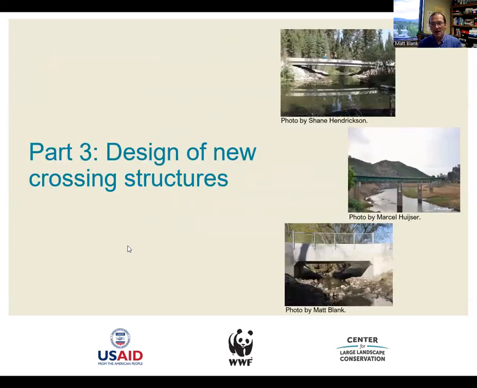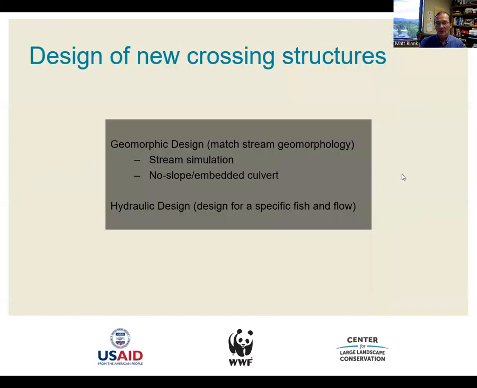All right, moving on to the third part of this training module. We're going to talk through some approaches and considerations for designing new crossings. These are pictures of some pretty good crossings that were built in various places. There are two design approaches that I'm going to work through and discuss. The first is what's called a geomorphic design. Within that, there are options called stream simulation, no slope, or embedded culvert. We're going to look at the stream simulation approach here.